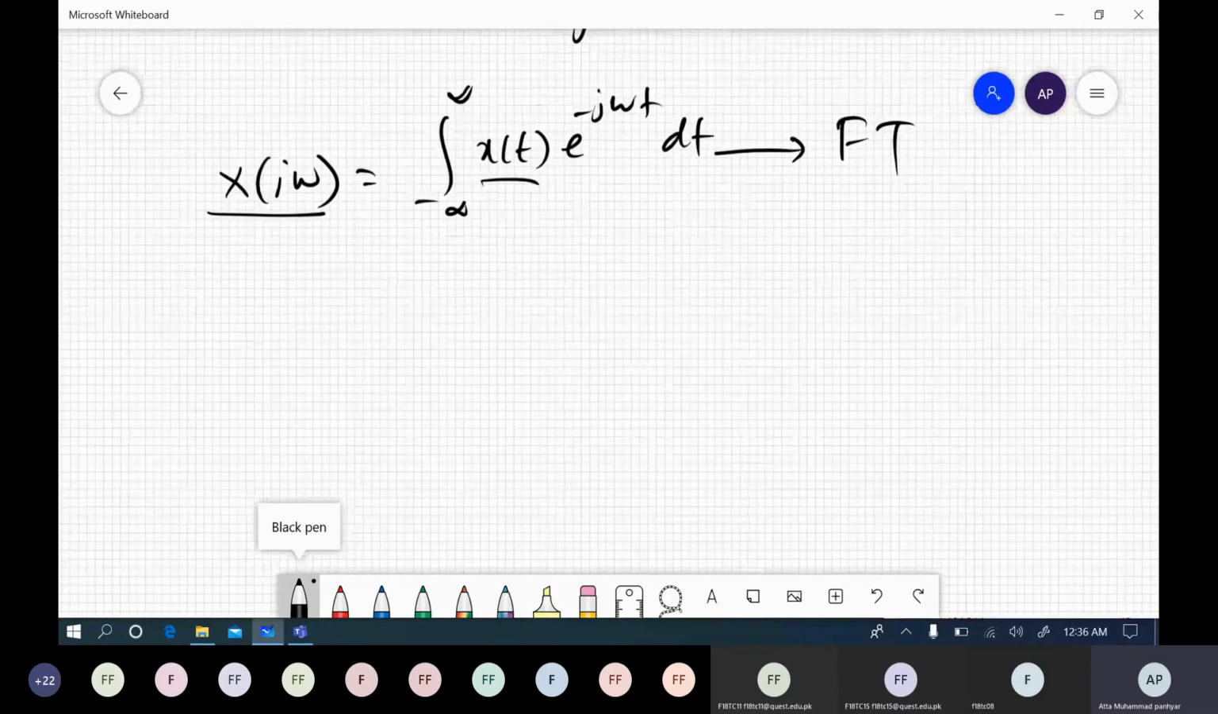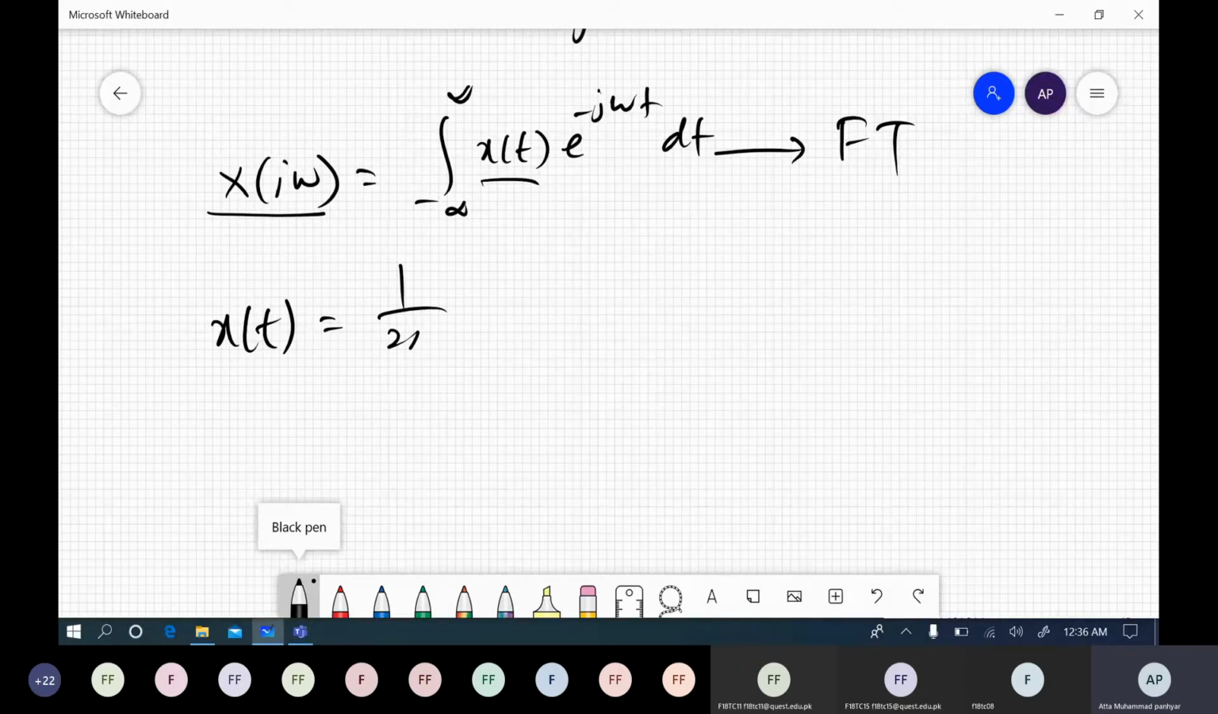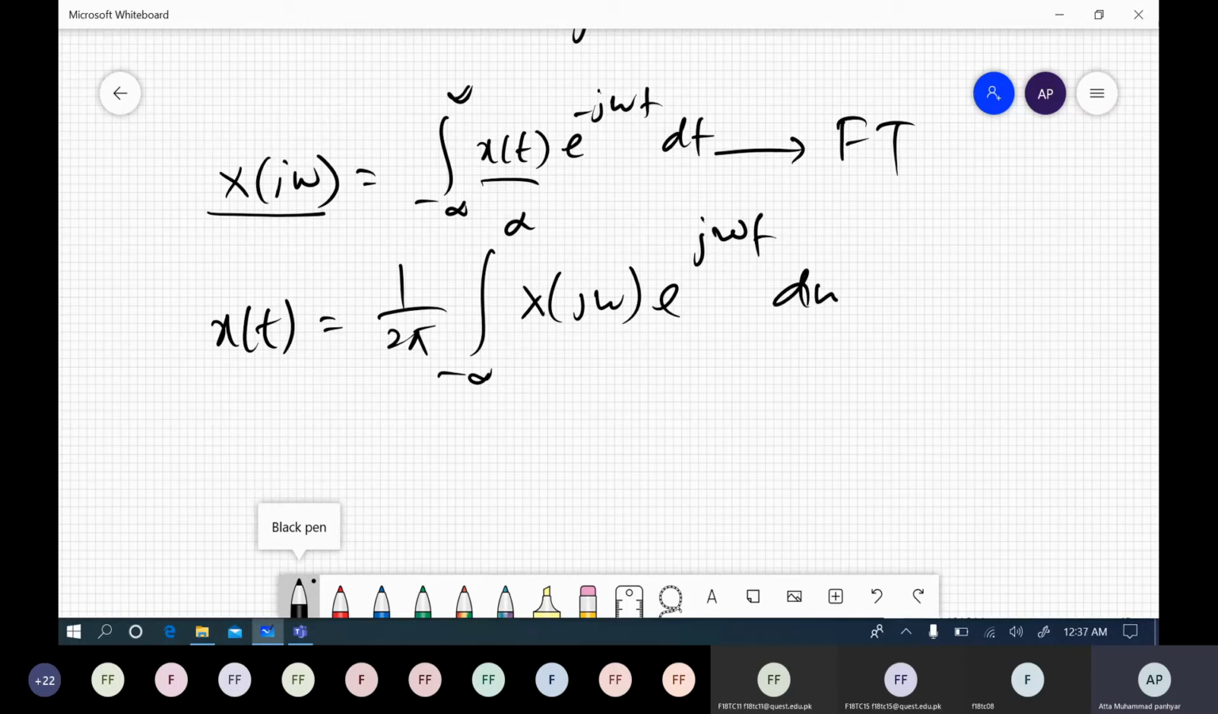And if we wish to compute the time domain signal when we are given the frequency signal, then this must be equal to the integral of X of j omega e to the power j omega t d omega. This is called the inverse Fourier transform, right? This is analysis and this is synthesis, right? Okay, so some points to remember these formulas.